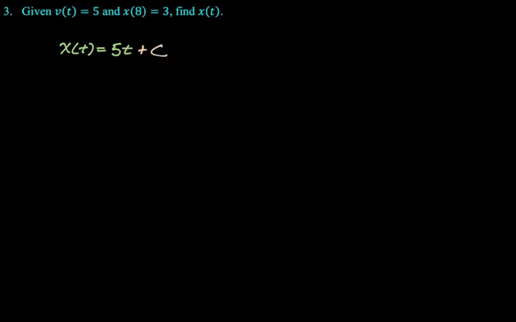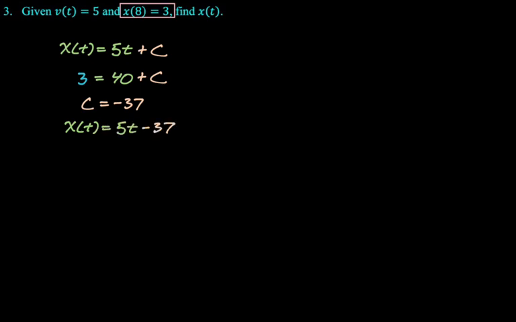We throw in the plus c because we're not sure. We do know that x of 8 should be equal to 3. So that would be 3 is equal to 5 times 8 is 40 plus c. So that'll make c be negative 37. And then our function will be 5t minus 37. All right, let's do another problem.